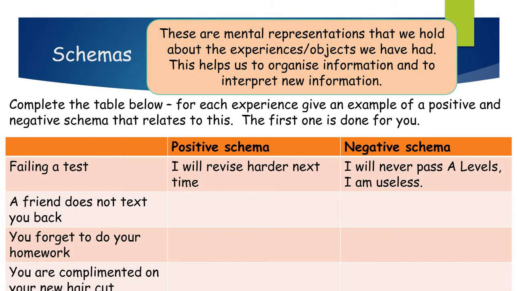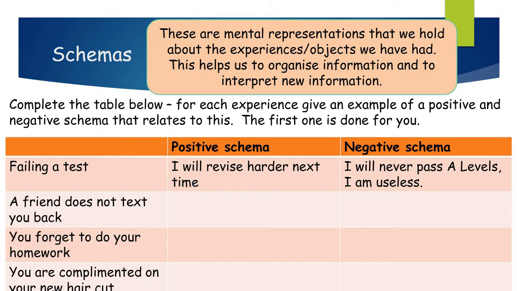So if we have these positive schemas, we might interpret the second one as "my friend was busy, they'll text me later." If we hold a very negative schema around these sorts of things, then we may interpret this event very negatively. We may say something like, "our friend doesn't like us," for example.